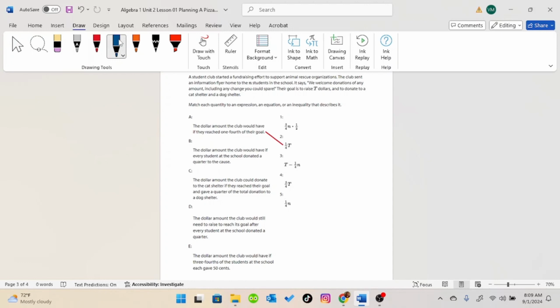Description B. The dollar amount the club would have if every student at the school donated a quarter to the cause. So as we look through the expressions, we know that the students are represented by N, and we know that a quarter is 1/4. So description B matches expression 5, 1/4 times N.